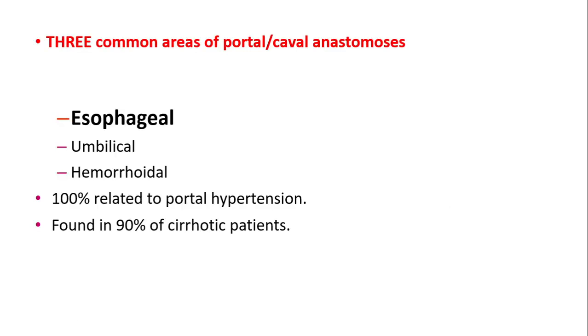There are three types or three locations for portal caval anastomosis. The main one is esophageal, the lower esophageal submucosal veins, then veins around the umbilicus, and veins in the lower part of the rectum, the rectal submucosa, that are hemorrhoidal vessels. They are related to portal hypertension.